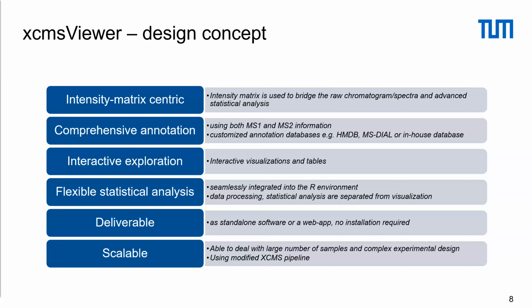This concept is very well accepted in transcriptome or proteomics studies, I think, but not so well in metabolomics. I think that could be caused by the immaturity of data processing in metabolomics. Therefore, many of the software tools focus on quality control or some single sample exploration function, but do not consider the whole experiment as a whole. Yeah, that's the intensity matrix centric.